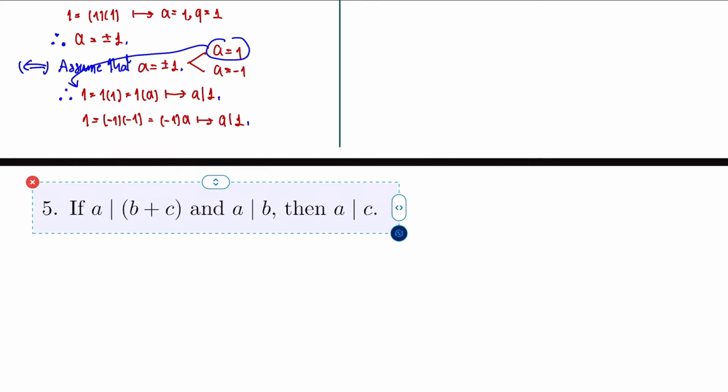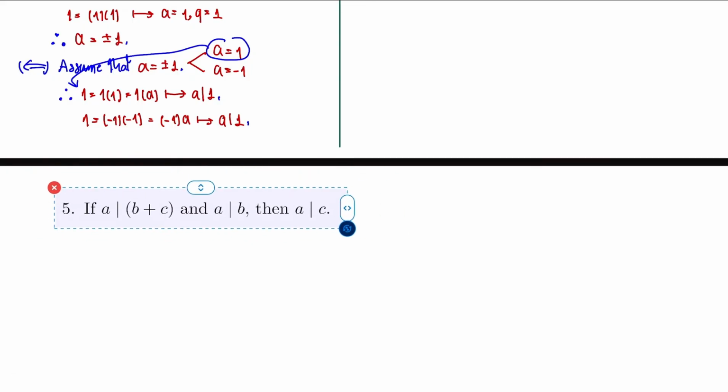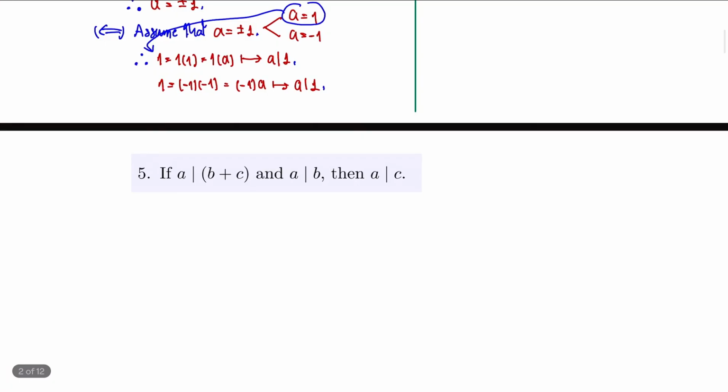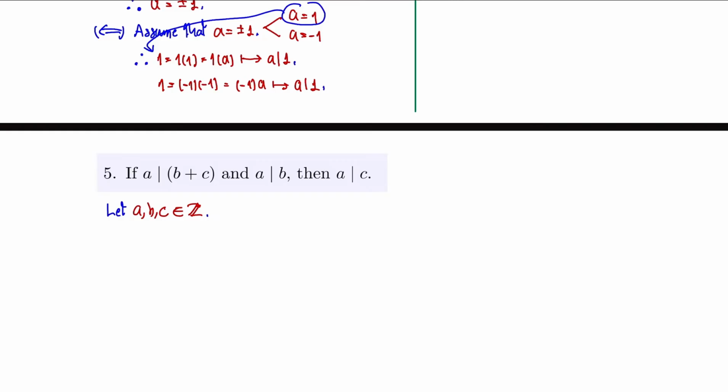The fifth property is here. That's the fifth property. So we let A, B, C be integers. And then I can assume that A divides B plus C and A divides B, and try to show that A divides C.